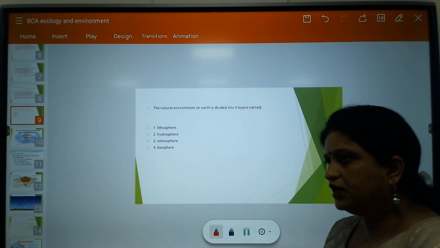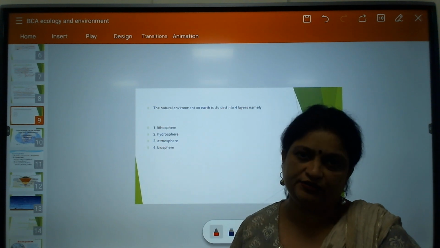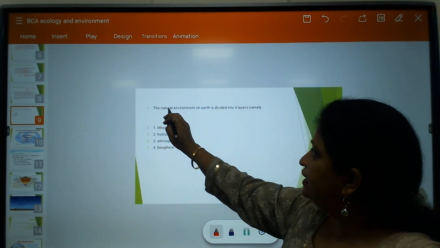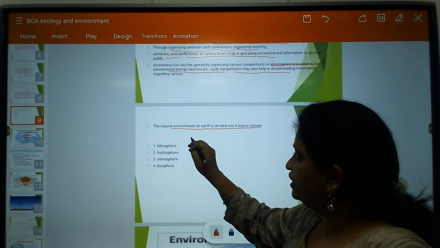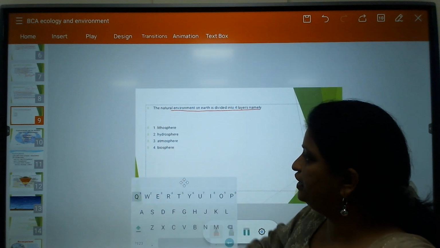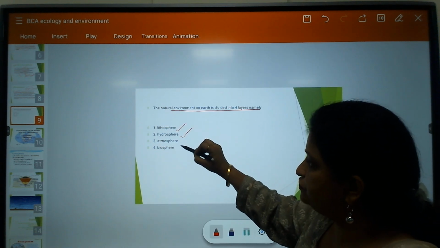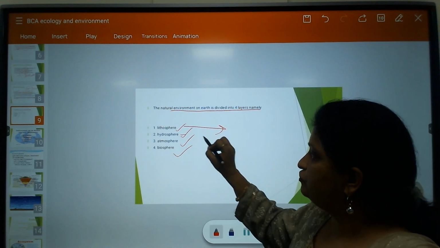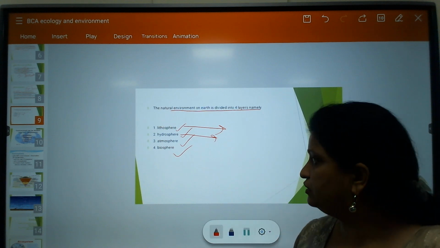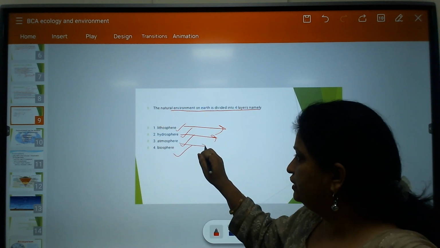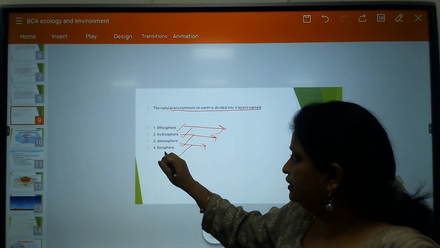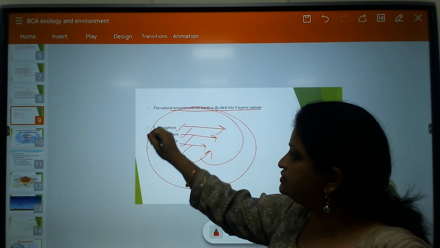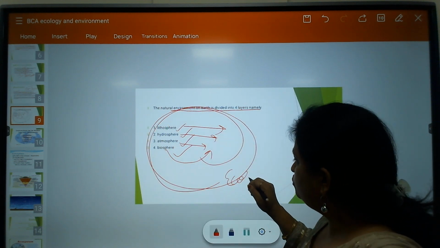Now we come to the structure and functions of the environment. Now we study the basics of the environment. The natural environment of the earth generally has 4 layers: lithosphere, hydrosphere, atmosphere and biosphere. Lithosphere is all the land portion. Hydrosphere is all the water resources on the earth. The atmosphere is the aerial portion and the biosphere is the living portion on the earth. They interact with each other and make a system that is called the ecosystem.